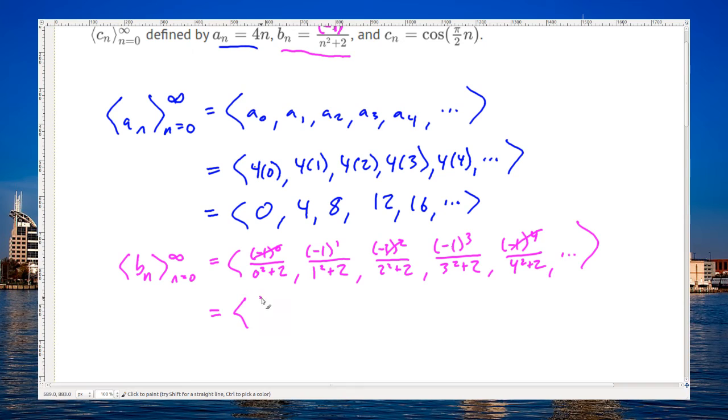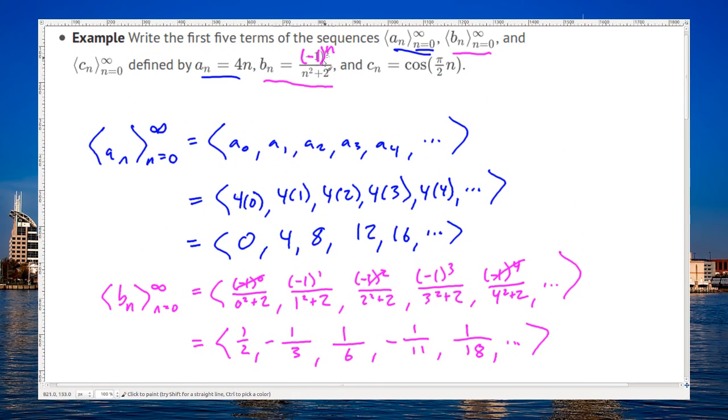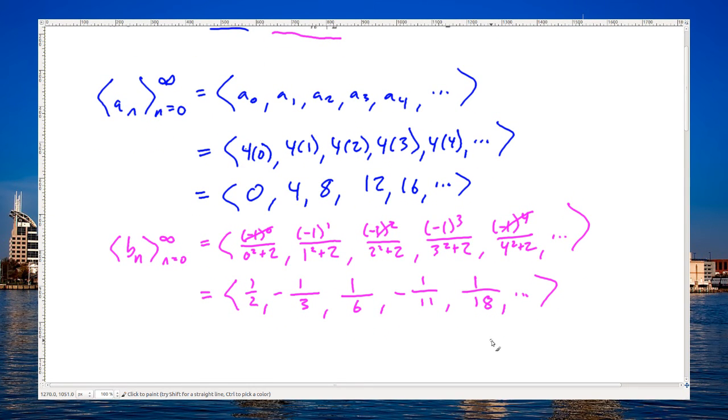We've got 1 over 2. Okay, we've got negative 1 over 1 plus 2, which is 3. We got positive 1 over 4 plus 2, which is 6. Negative, because of that odd power here, negative 1 over 9 plus 2, which is 11. Positive 1 over 16 plus 2, which is 18. And this is a good example of a problem where it's not really obvious at all where the formula came from, but it's really easy to use the formula to get the terms of the sequence.